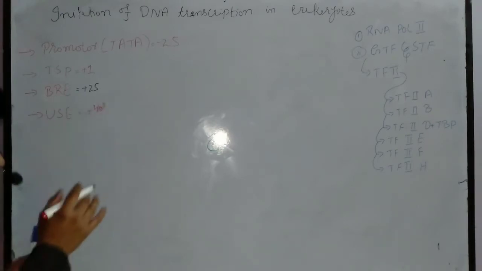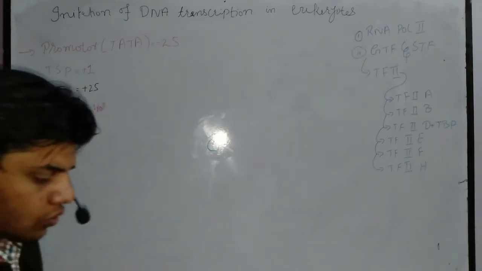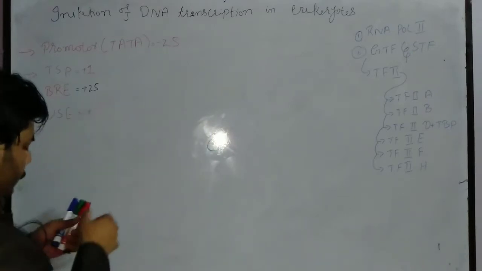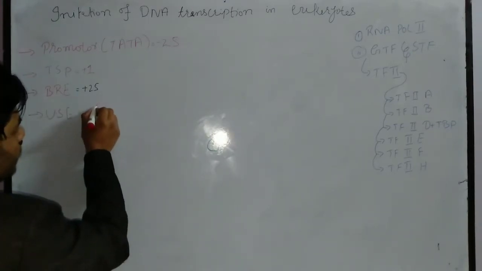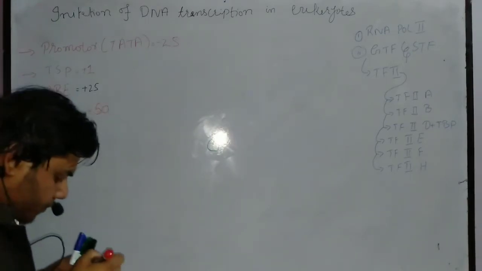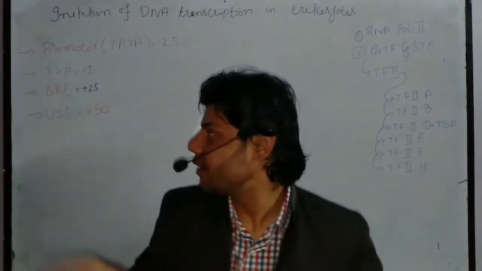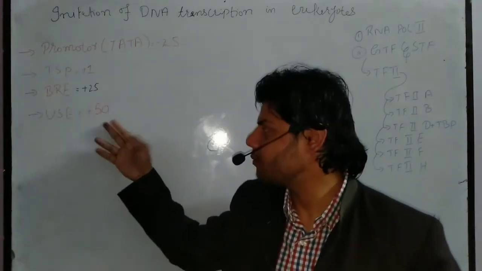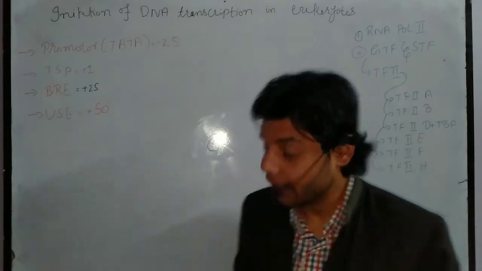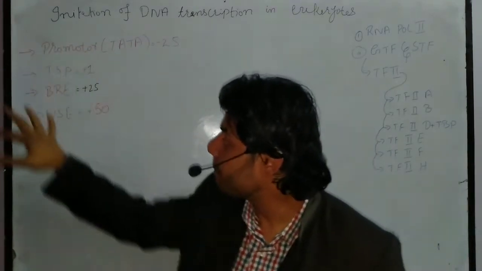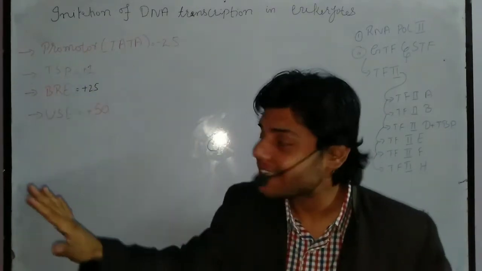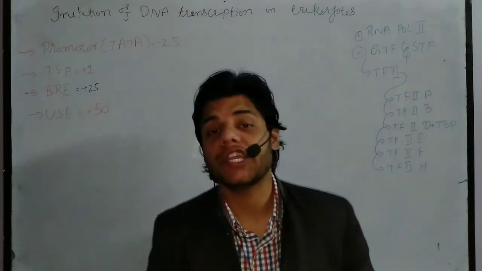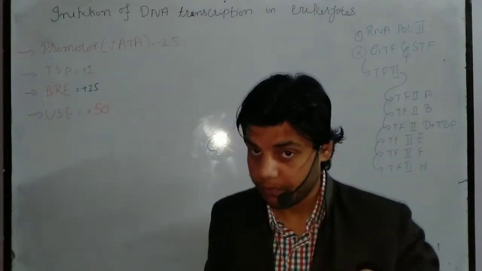I forget the exact position of this upstream element. So anyway, mainly 50 position, let's suppose. You will check whether it is present at 50 or 60. Anyway, now these are the main consensus sequences that we require in initiation of DNA transcription.